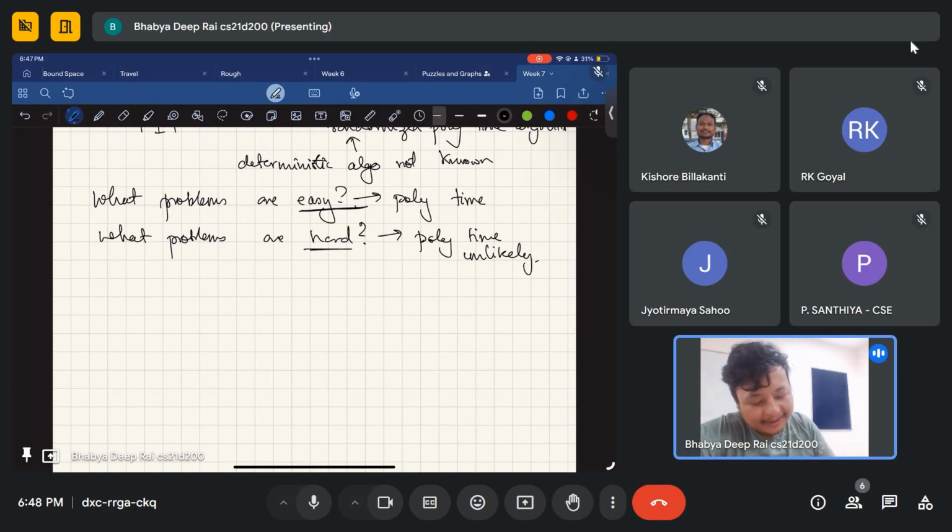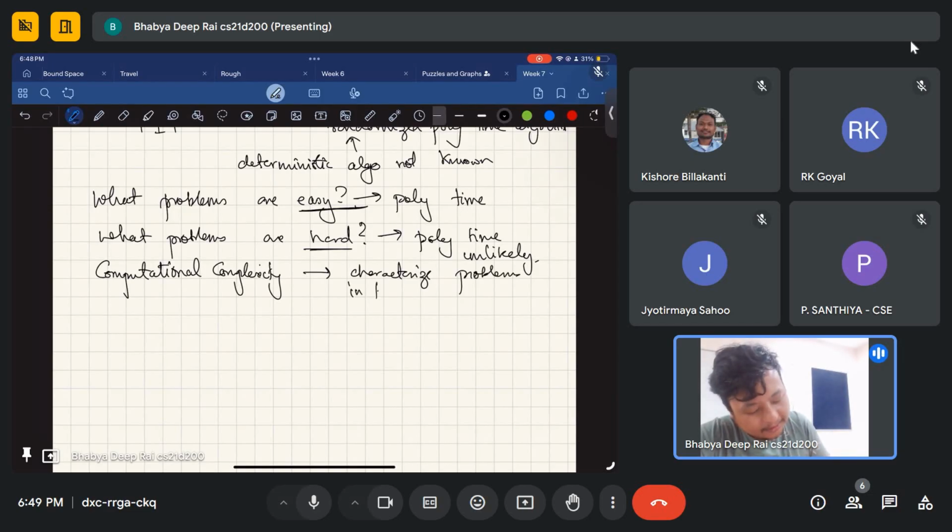And this brings in the idea about complexity theory. Computational complexity is a way to characterize problems in terms of difficulty to solve them. What do I mean by difficulty for now? There could be several ways, but for the scope of this course right now it is only on time. In terms of time, how much time does it take?